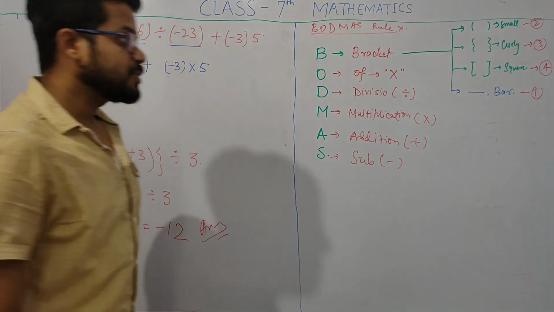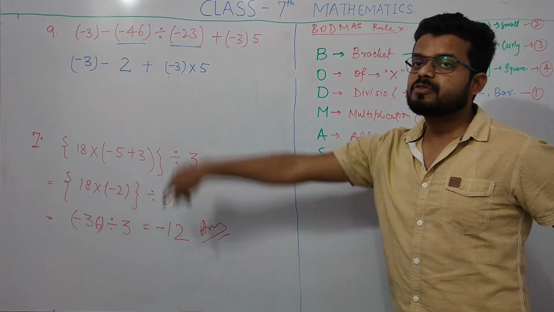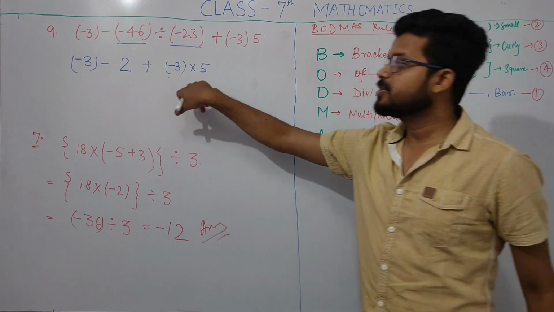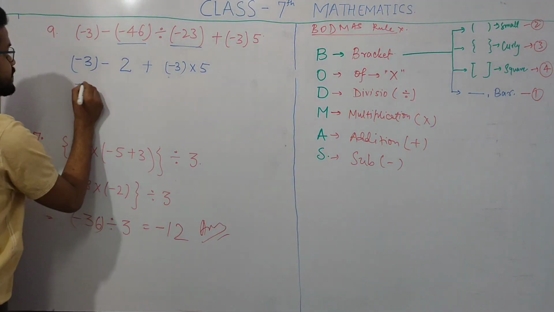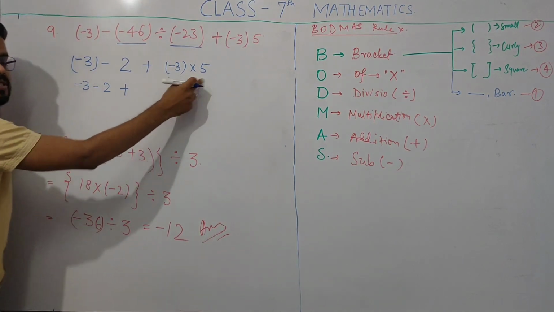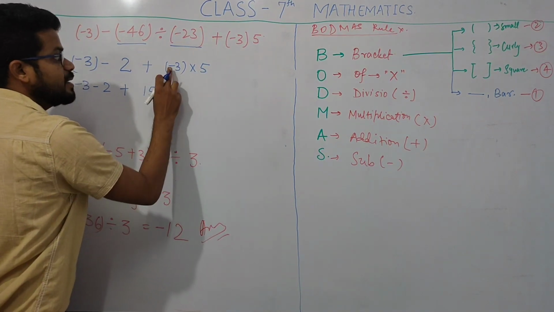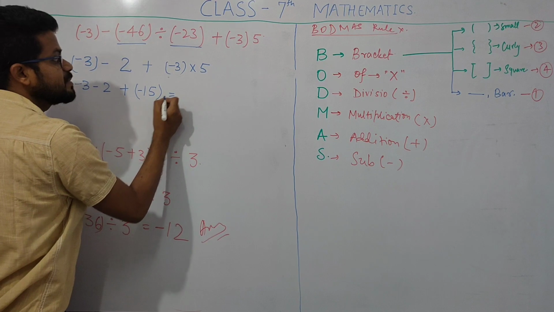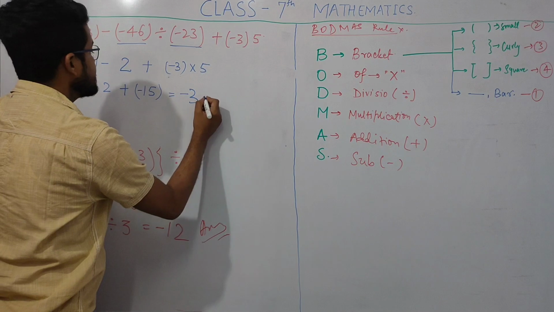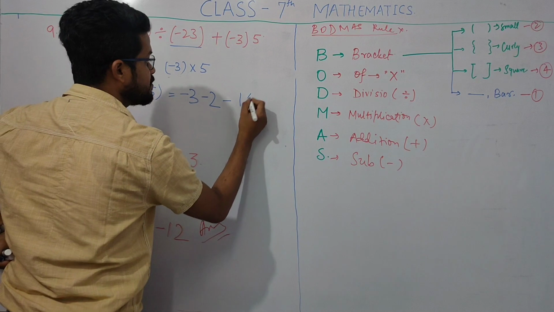In the previous question I told you that whenever we get a bracket, and after or before the bracket there is a number, we simply put a multiplication sign there. So this is minus 3 minus 2 plus minus 3 times 5, which is minus 15. 5 into 3 is 15, and before 15 I put a minus sign because there is only one minus sign.